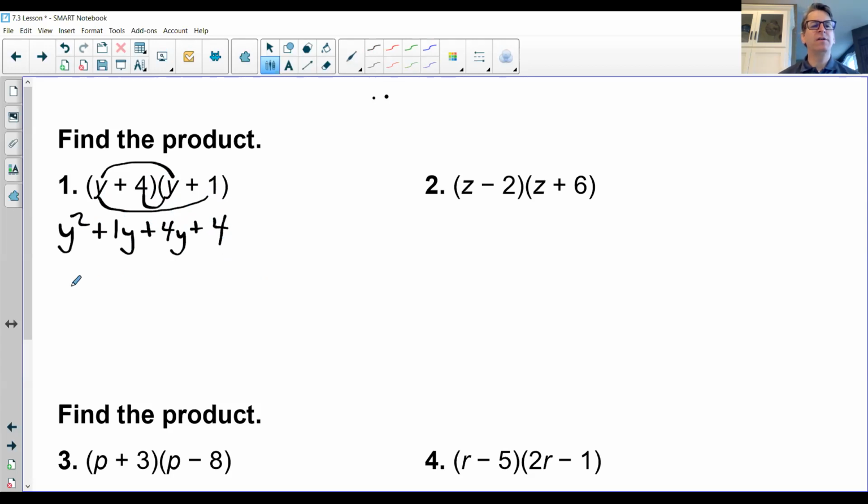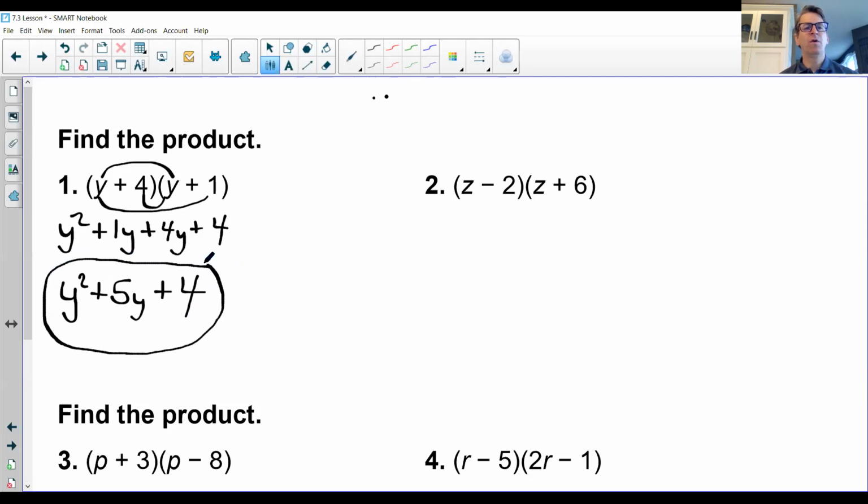Okay, combine your like terms. y squared plus 5y plus 4. And that's your answer for number 1. FOIL. First, outer, inner, last.